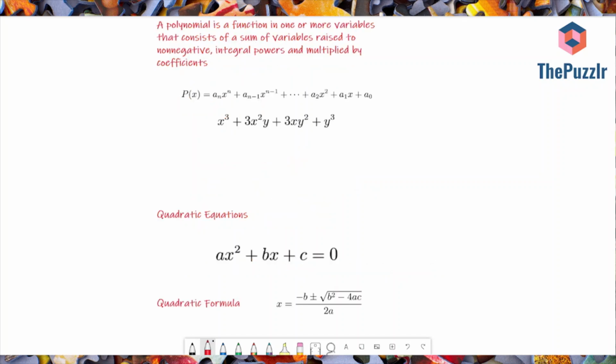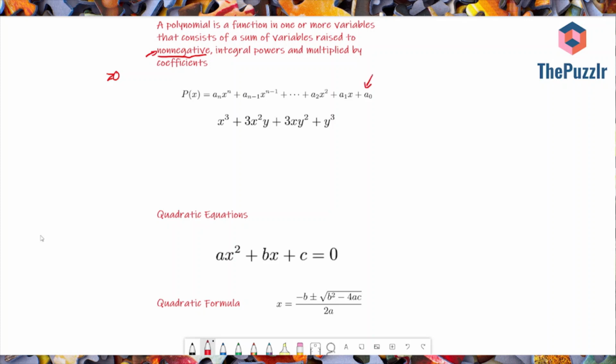A polynomial is a function in one or more variables that consists of a sum of variables raised to non-negative integral powers and multiplied by coefficients. So an important thing to remember here is that it's non-negative. So it can be 0 or above, which means that the constant is included.